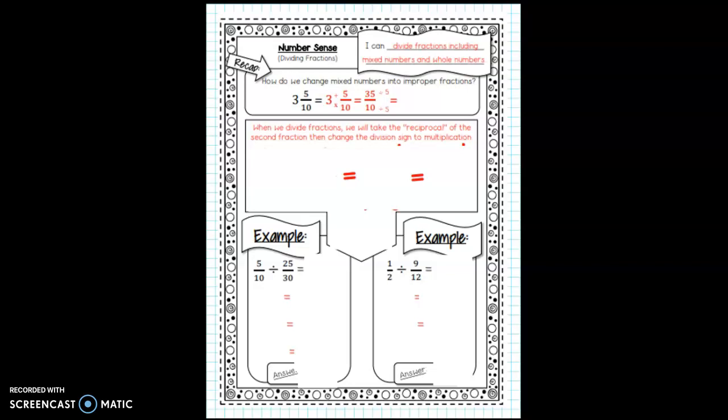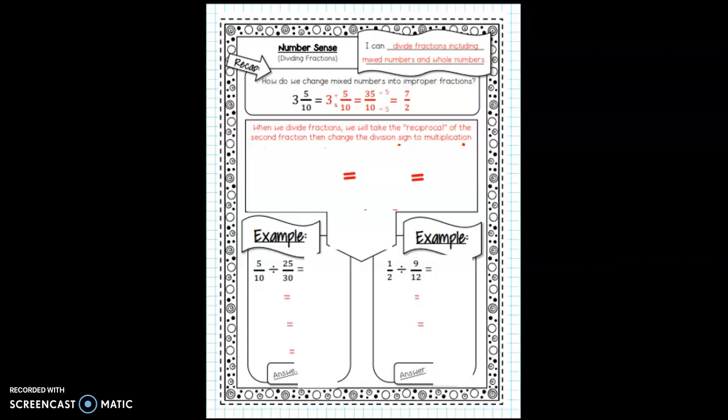Remember, whatever you do to the top or the bottom number, you have to do the exact same thing to the other part of the fraction. 35 divided by 5 is 7, and 10 divided by 5 is 2. This is the simplest form of the improper fraction.